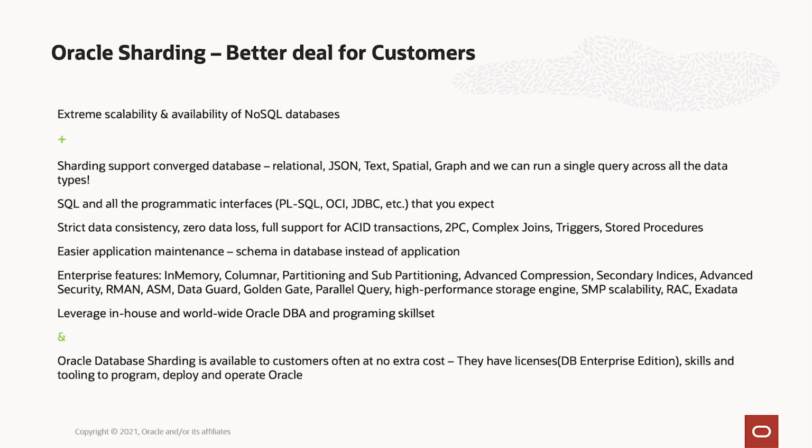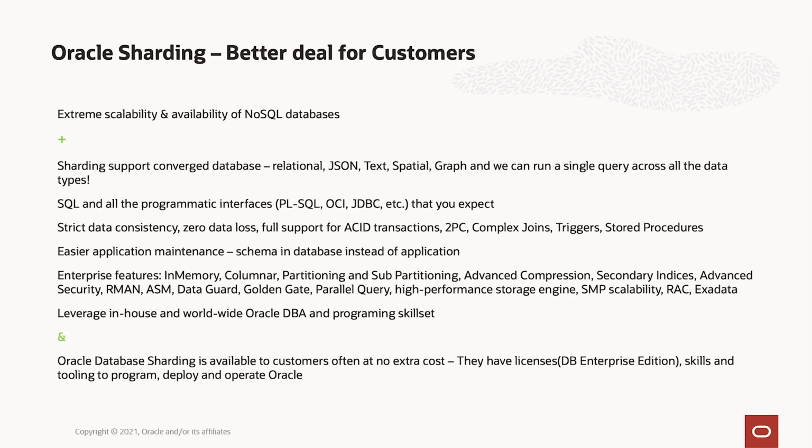So sharding basically provides us the best of both worlds, which is the extreme scalability and availability like many other NoSQL databases. Now, these NoSQL databases forced us to compromise on things like strict data consistency, full support for ACID transactions, two-phase commit, complex joins, triggers, stored procedures. So we don't have to compromise any of that. With Oracle Database Sharding, we get the extreme scalability and availability of NoSQL, plus we get all the great capabilities of a traditional relational database.